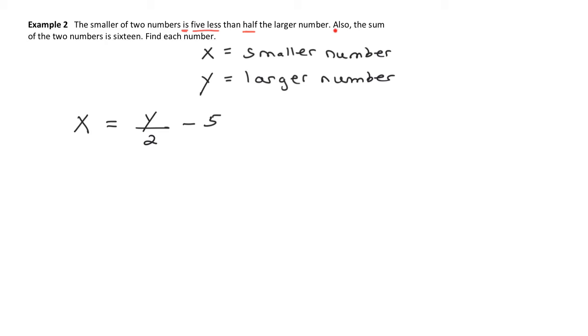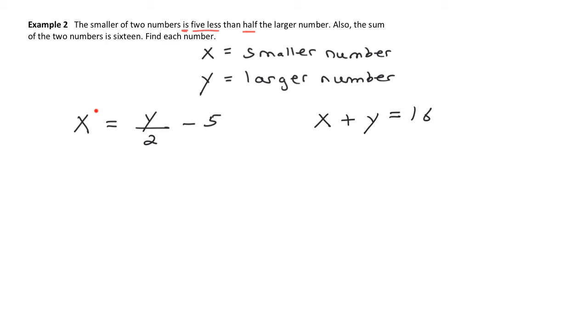Now if I look at the second sentence, also, the sum of the two numbers is 16. So if I add these two together, the result has to be 16. And that equation is the same thing as that second sentence. So now the goal is, without looking at the sentences, just use the equations to find the two numbers x and y. To do that, we have to use both of these in some way.